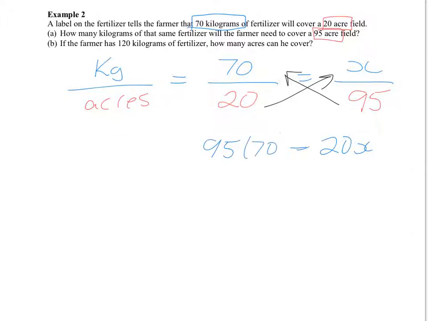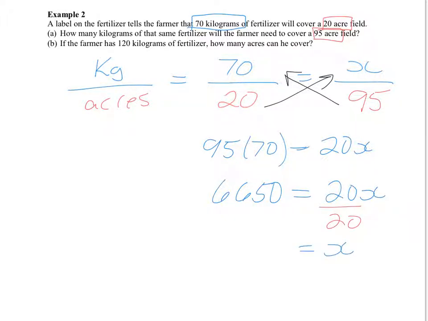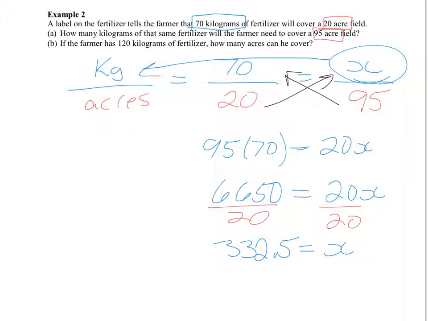95 times 70 gives us 6,650, and then we have 20X here. Now we divide by whatever is attached to X, so that just leaves us with X, and we divide by 20, and that gives us 332.5. And it's 332.5 what? Well, X was up here, which is kilograms.